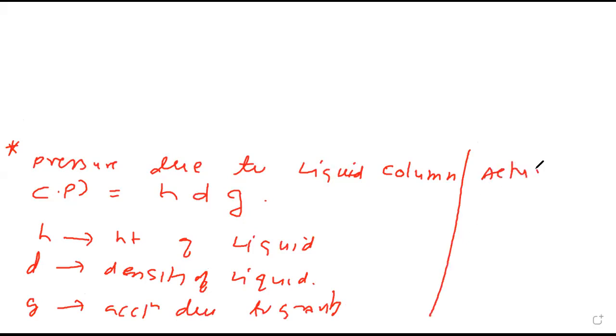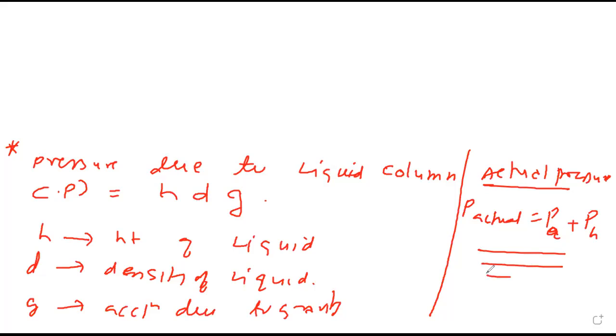What is actual pressure acting on the body? Actual pressure is always atmospheric pressure plus pressure due to height of liquid column. That means if the body is inside liquid of height h and a person is swimming, so pressure will be atmospheric pressure plus pressure due to this liquid column. Copy this point again.